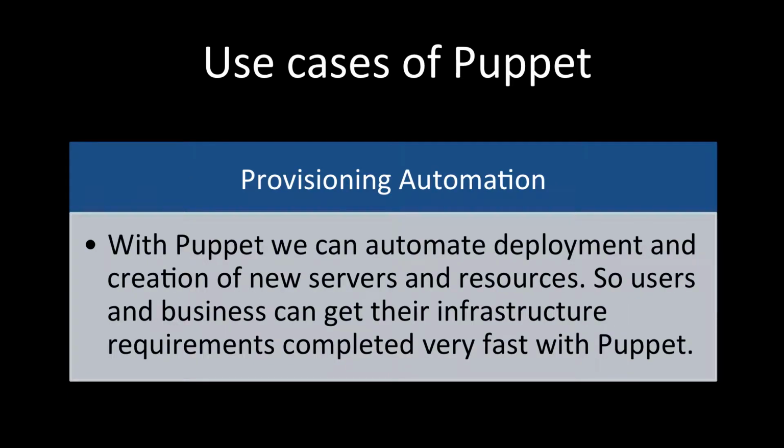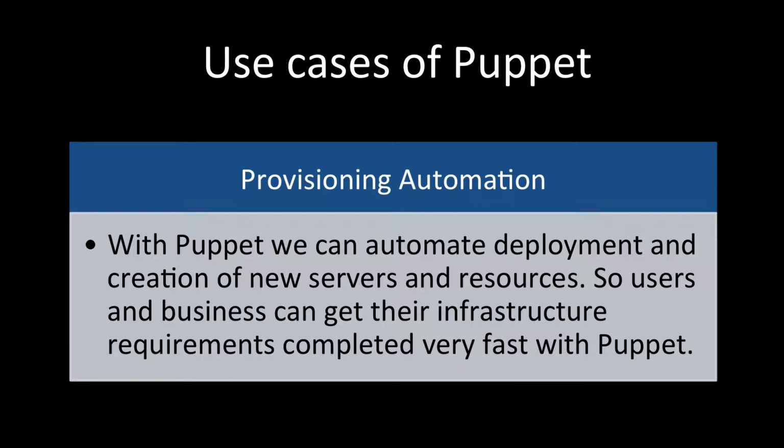Then we have provisioning automation. Whenever new users or new business demand new servers, we can automate the deployment and creation of these new servers and resources with Puppet. So all the provisioning requirements can be completed very fast. We don't need to wait for manual deployments. With automated deployment through Puppet, we can create a new server and release it to business users or end users very fast.